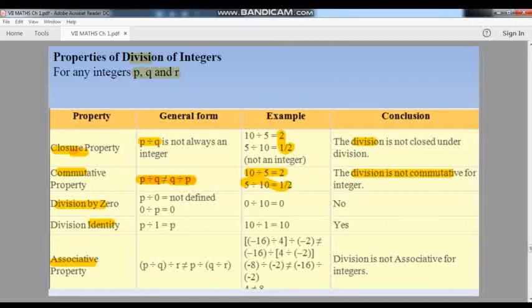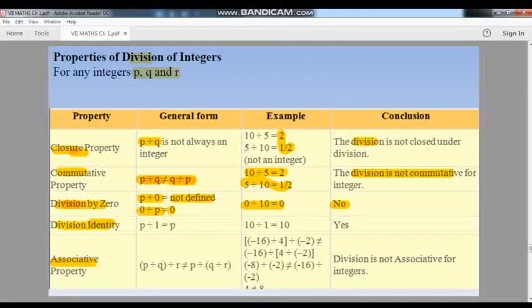Coming to division by 0, we all know that when we divide anything by 0, the answer becomes complicated. First of all, if it is asked to divide p by 0, the answer is not defined. It means we cannot divide anything by 0, but we can divide 0 by anything. The answer will be 0, like 0 divided by 10 is 0. So we can say that division by 0 is not applicable, as the answer is not an integer.